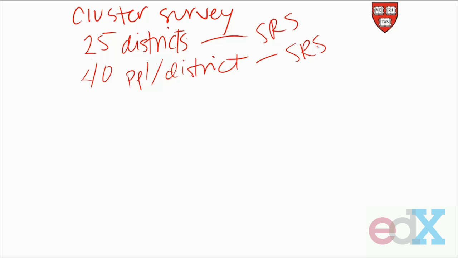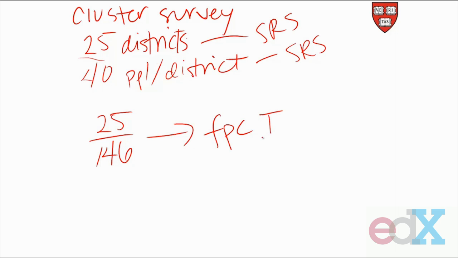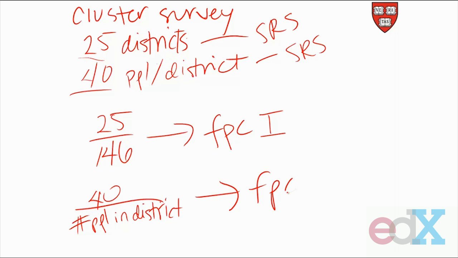So what fraction of the districts are we sampling in our population? We're sampling 25 out of 146 total districts in the population. So this is actually going to be our finite population correction in STATA at stage 1. And then what fraction of the population are we sampling at the second stage? The second stage we're sampling 40 out of however many people live in that district. And we'll call this FPC2. It's our finite population correction at the second stage of sampling. And notice that in our denominator we have the population size in the district, so that's actually going to change. It's going to be different for each district.